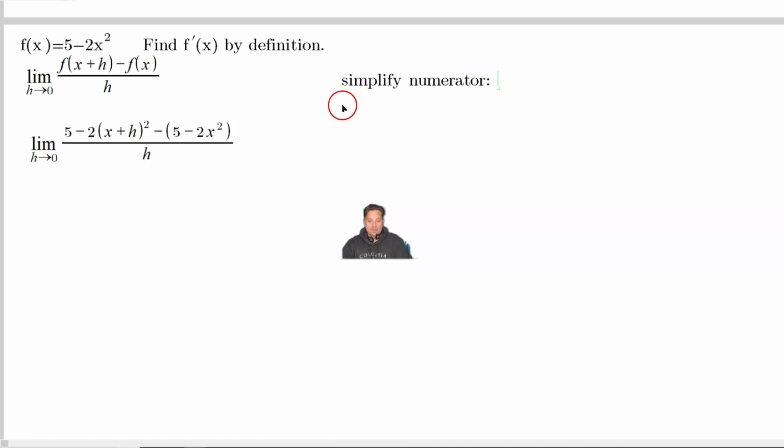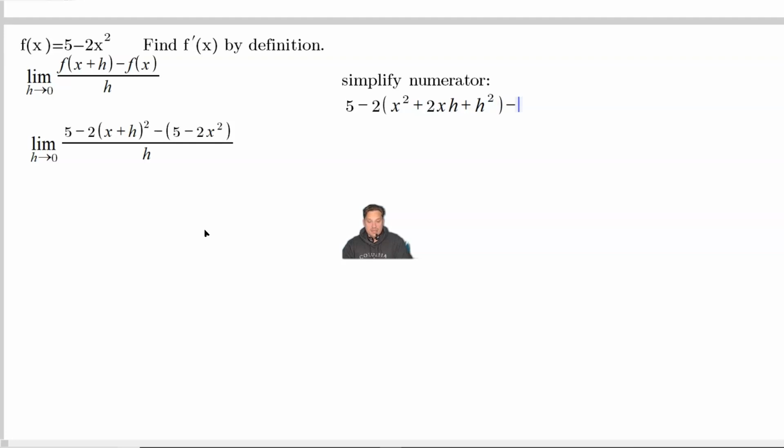Let's go through that process. So what I have is 5 minus 2, then I have this x plus h and it's squared. So I'm going to expand that. If you like, you can use FOIL. I know a way to do it a bit more quickly. There's a basic pattern that applies when you're squaring a binomial, which is that it's the square of the x plus double the product of the x and the h. So it's going to be 2xh. And then you're going to add at the end of it h squared, just like that, okay?